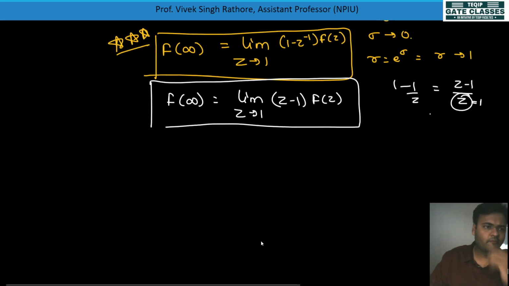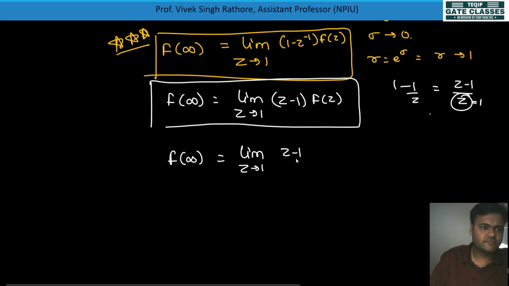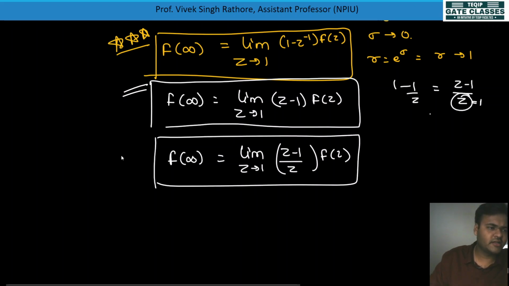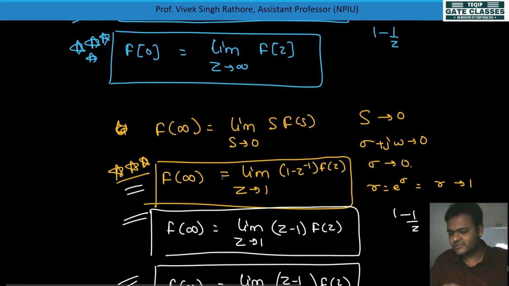Again, I will tell you one more expression for the final value theorem. You can write limit z tending to 1 of (z minus 1) by z into F of z, because 1 minus 1 by z is (z minus 1) by z. So this expression is also valid. All three expressions are valid for your final value theorem. You only need to understand the condition in which this is applicable. For the z transform initial value theorem, you don't have any conditions at all, but for the final value theorem, a condition is there.